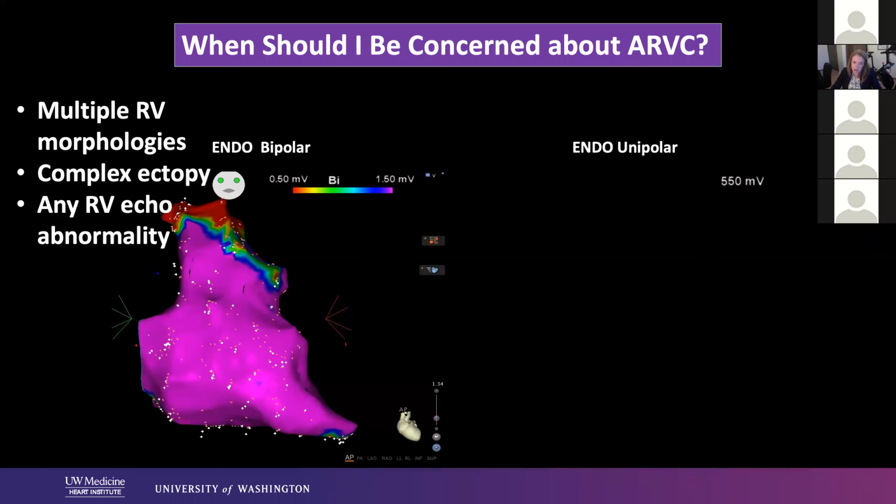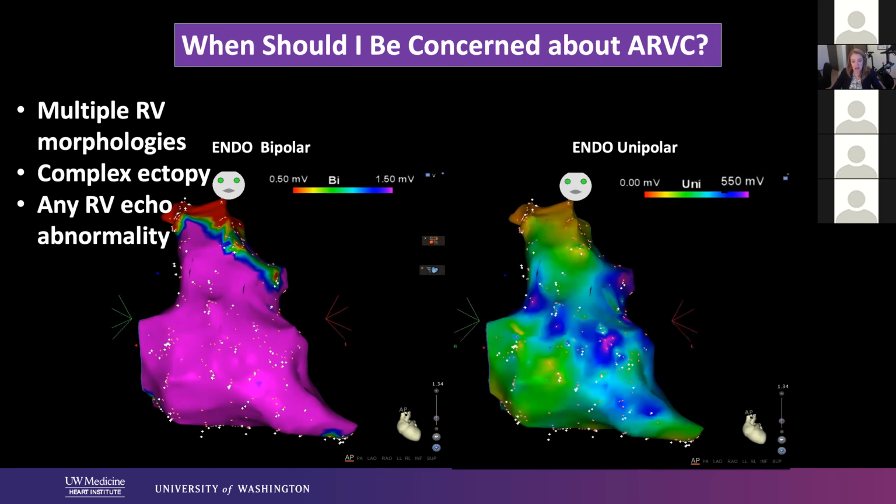Speaking of those, when should you be concerned about ARVC in particular when someone presents with frequent outflow tract tachycardias? I would say really always when you're seeing these kinds of patients, it should cross your mind. Certainly folks that have multiple RV morphologies, so not just the outflow tract, but the body, complex ectopy, so that's non-sustained VT, especially shorter coupling intervals, couplets or triplets, and really any RV echo abnormality.